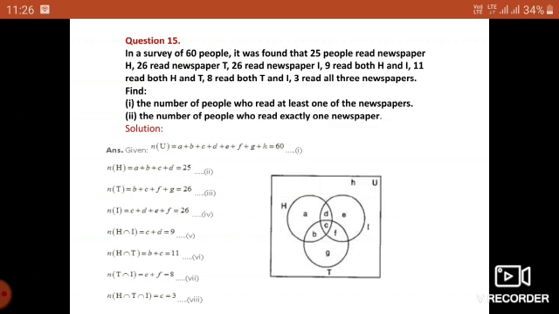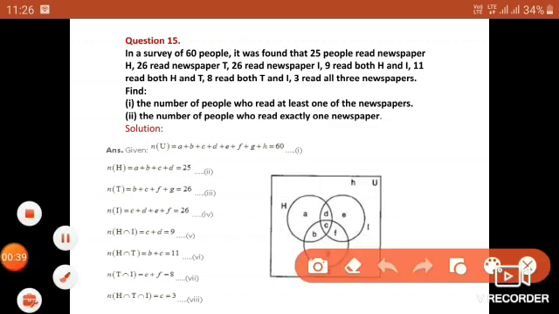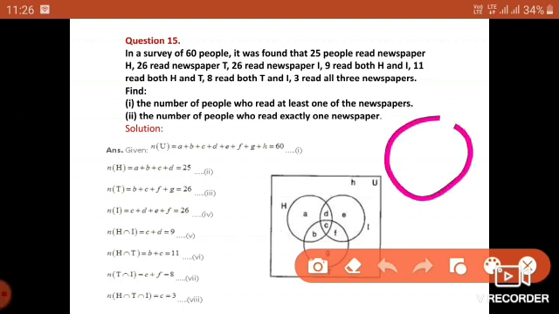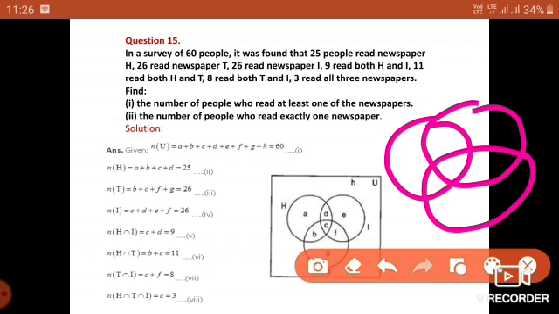Now here it is proved using the alphabets. I will write directly how to prove it. We have to draw 3 sets, that is H, T and I. Whatever is represented in your question, you have to make use of it. Now I am drawing it roughly only.